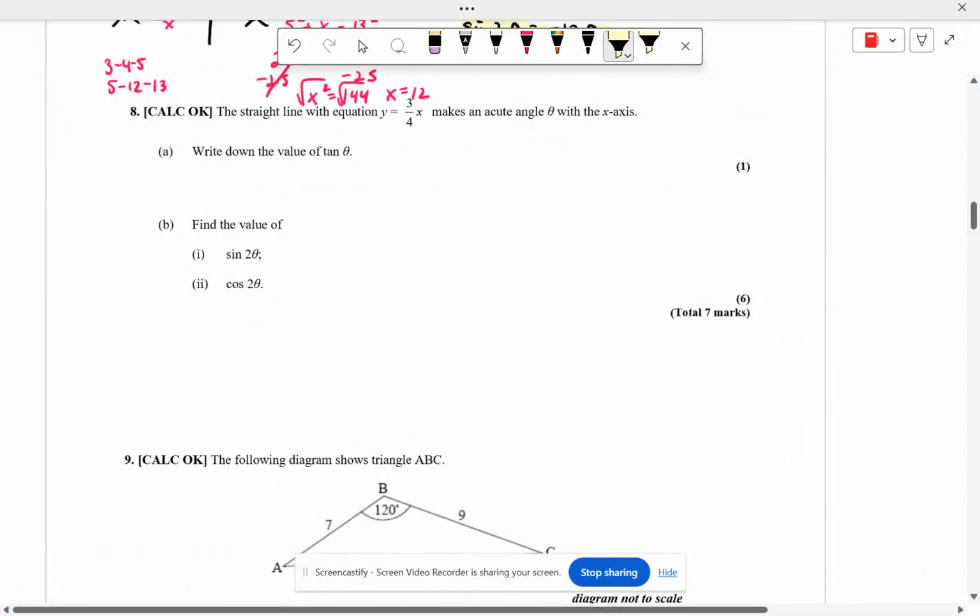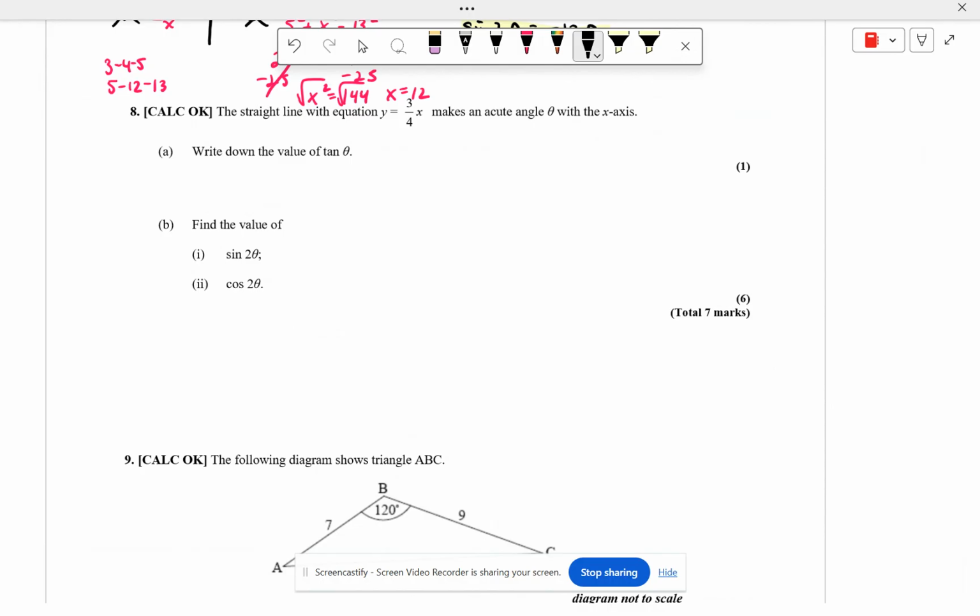Hi, question number 8. The straight line with equation y equals 3 over 4x makes an acute angle theta with the x-axis. Write down the value of the tangent of theta. Okay, this is a pretty tricky question. So I want you to try to draw a picture. Whenever things are really tricky, try to draw a picture, okay?